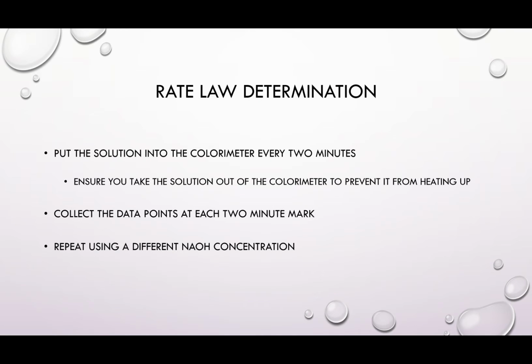Furthermore, in the rate law determination portion of this experiment, you're going to put the solution into the colorimeter every 2 minutes. I recommend getting it ready to put into the colorimeter a little early so that you can get the reading on the exact 2-minute mark, but you want to also make sure you take it out of the colorimeter to prevent it from heating up too much because that will mess with the kinetics of your reaction. Then you want to collect data points at each 2-minute mark and then repeat it using a different NaOH concentration for the later part of the experiment and for the rate law determination step with respect to NaOH.